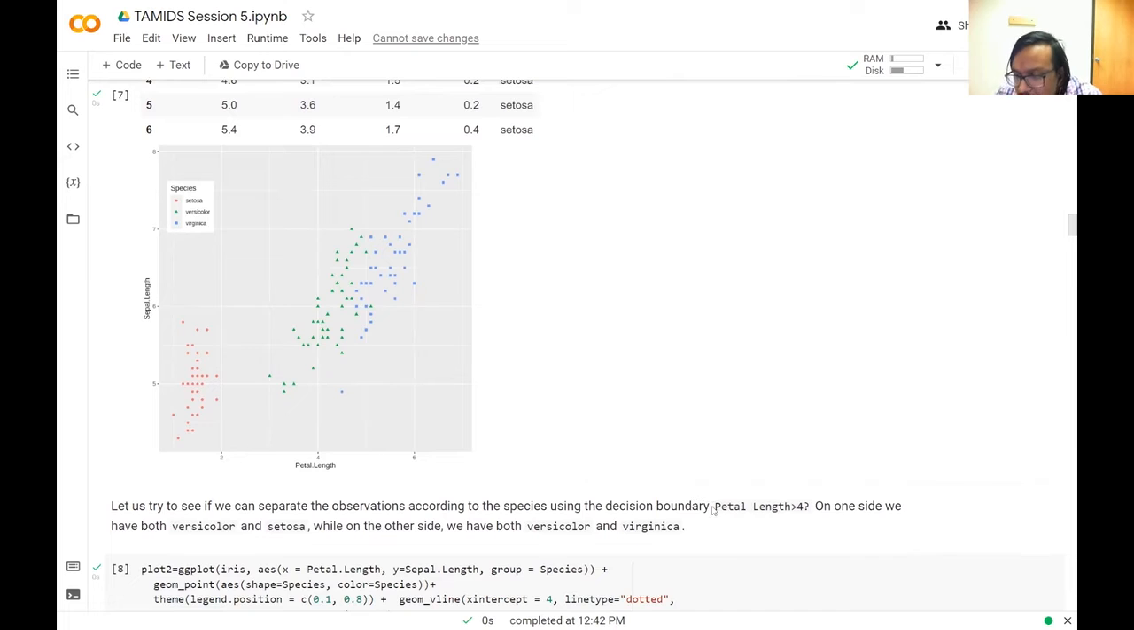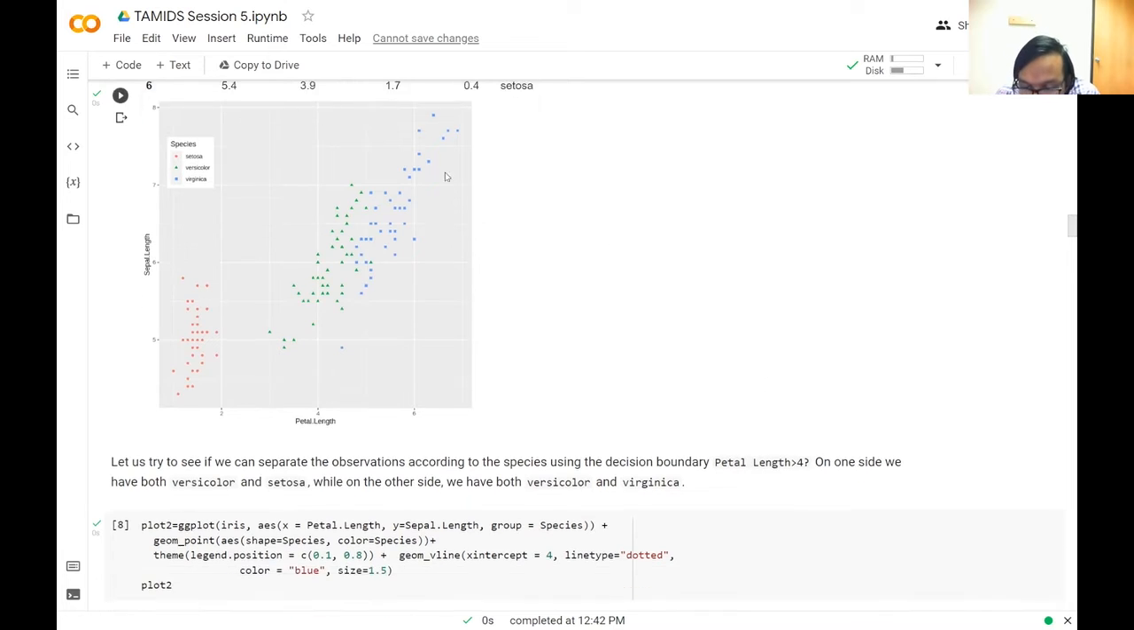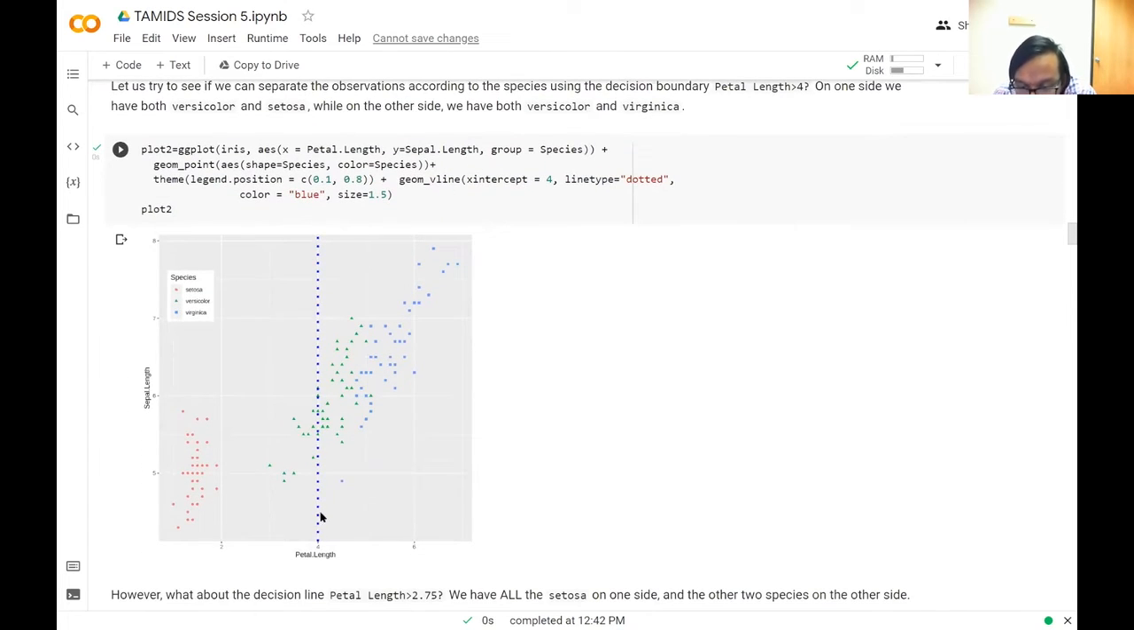Suppose we are going to separate these observations based on petal length greater than 4 or not. So this is called a decision boundary, because if the petal length is less than 4, we are going to group the observations in one group. And if the petal length of the flowers is greater than 4, we're going to group them in a separate group. So we have drawn a boundary here at petal length equal to 4, right? And notice that on the left-hand side, we have all the setosas and some of the versicolors. On the right-hand side, we have some of the versicolors and all the virginicas. So this is good, but can we do better?